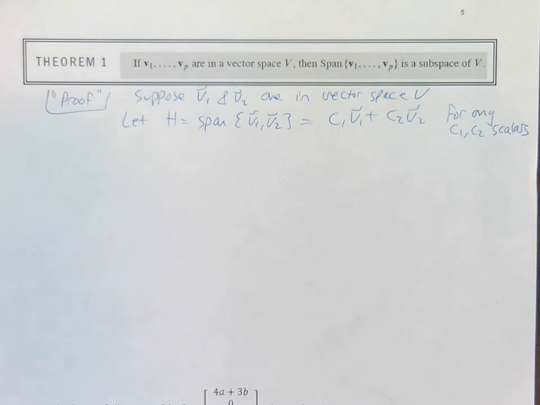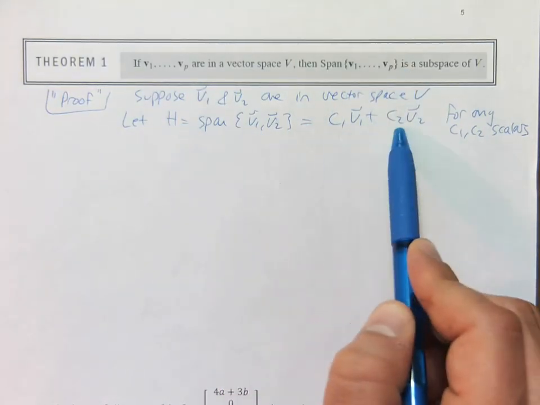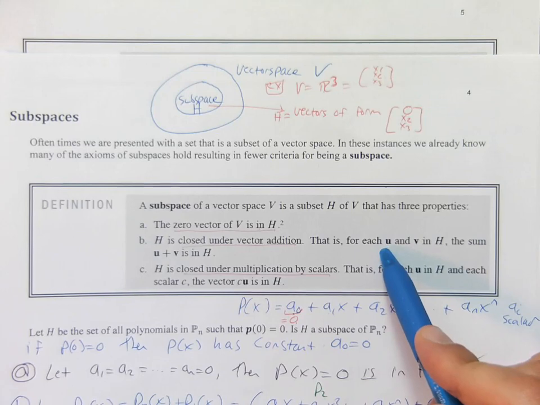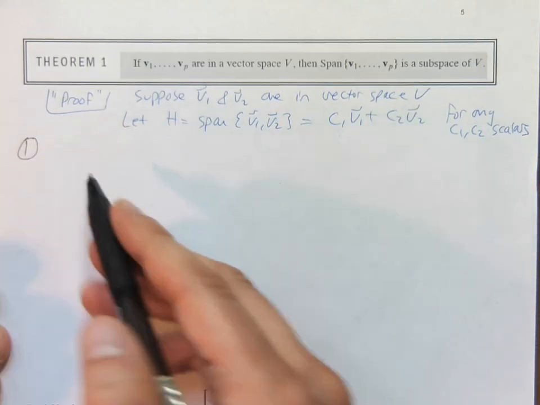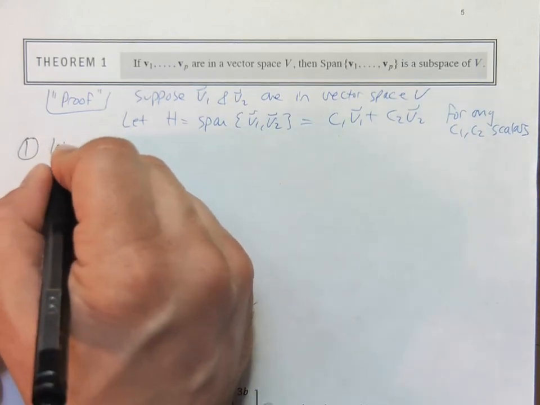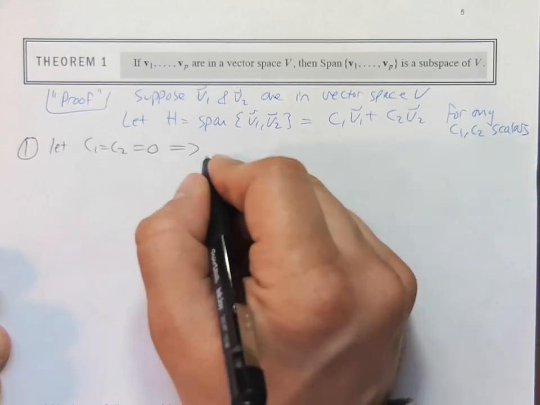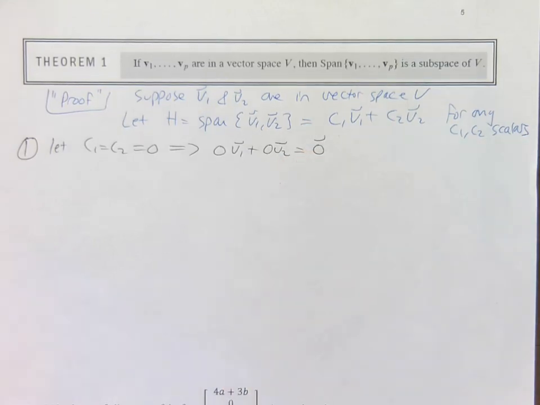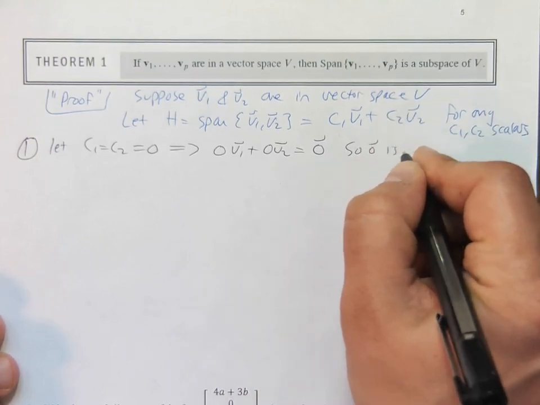And so the claim here is that H, which is the span of those things, is a subspace of V. Well, if that's the case, we should be able to find the zero vector, we should be able to add two vectors together and show that it's still in the span, and the span should be closed under scalar multiplication. So the question first becomes, is the zero vector in there? Well, if we just let c1 and c2 be 0, we get 0 v1, 0 v2, and so we end up with the zero vector. And so the zero vector is part of the span. And so 0 is in H.